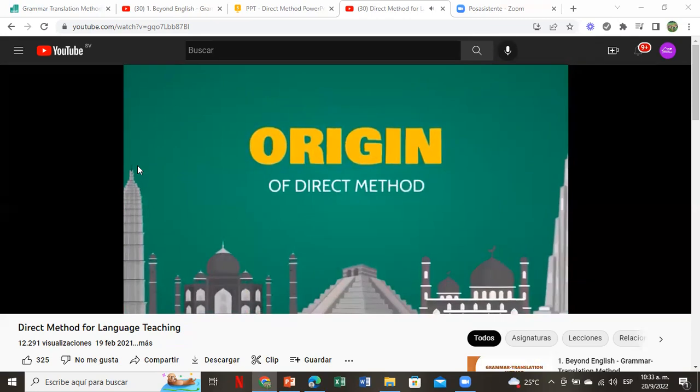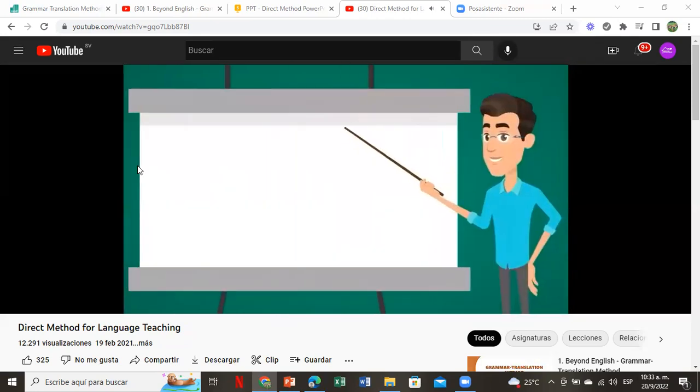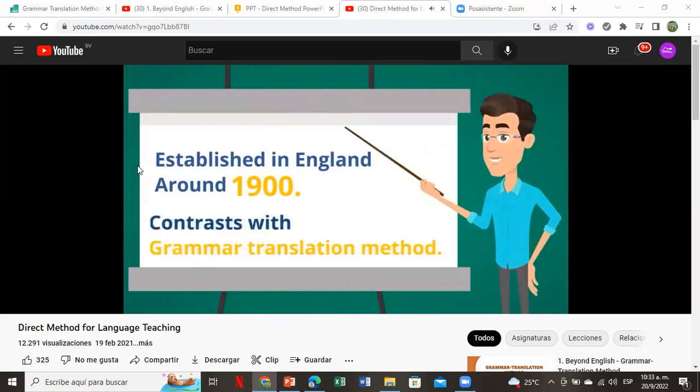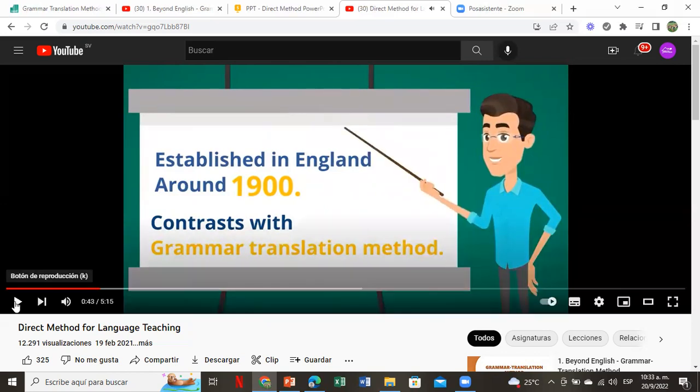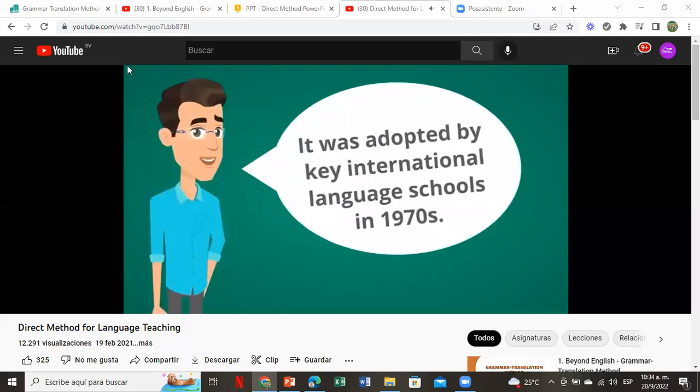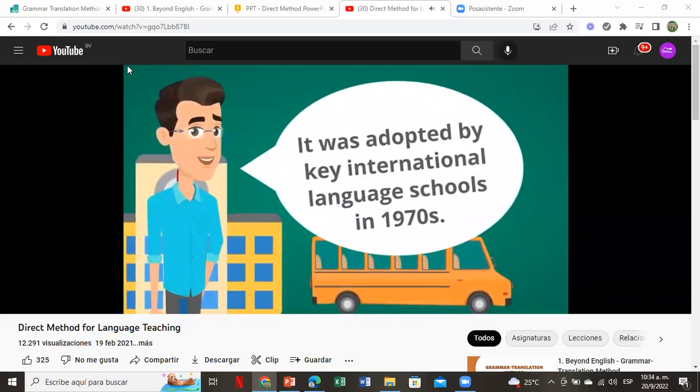Origin of direct method. Direct method was established in England around 1900. And it contrasts with the grammar translation method. Remember, guys, what I said many weeks ago. They won't ask you about dates. They won't ask you about specific times. Yes, it is necessary to read it, to study, to discuss, but they won't ask you about it. It was adopted by key international language schools in the 1970s.